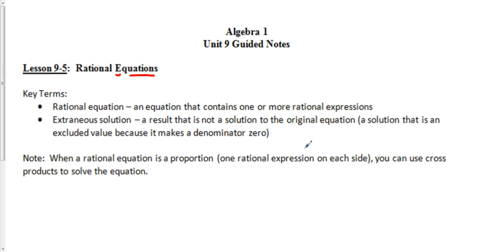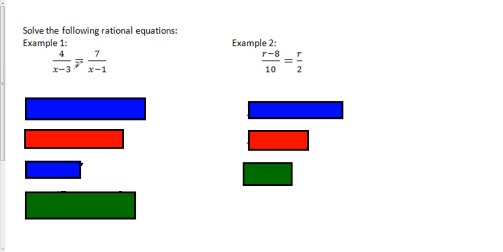We can't use that. Now note, when a rational equation is just a proportion, so one rational expression on each side, you can use the cross products to solve the equation, or just cross multiply. And we'll see that in our first two examples here. So example 1, we've got 4 over x minus 3 equals 7 over x minus 1. Because it's just a proportion, we can simply cross multiply these pieces. 4 times x minus 1 and 7 times x minus 3.